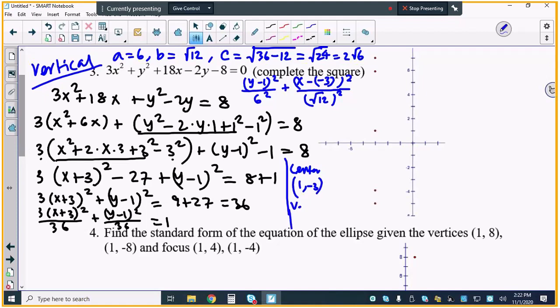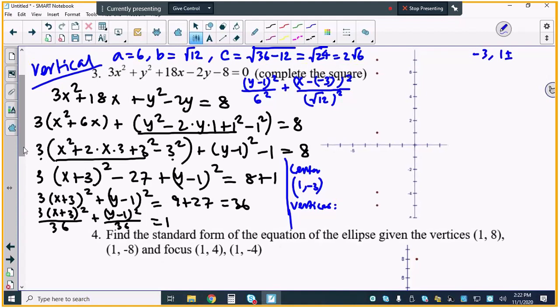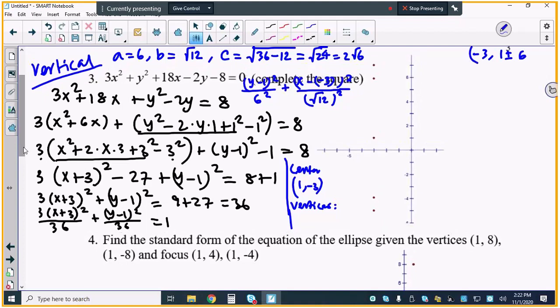Vertices, there are 2 of them, and since it is a vertical major axis, you are changing only the y coordinates. So it's going to be h fixed, so negative 3 comma 1 plus or minus a, and a this time is 6 units. So they are going to be negative 3 comma 7 and negative 3 comma negative 5. So these are your vertices, negative 3 comma 7 and negative 3 comma negative 5.